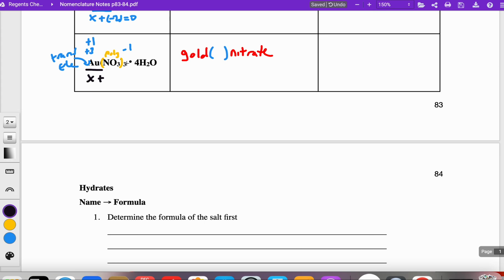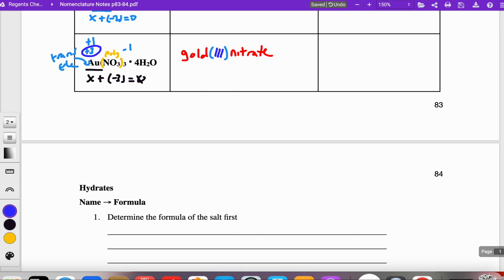Plus, there are 3 nitrates. Each one uses a -1. So it brings a total of -3 equals 0. Well, would you substitute X with a +1 or +3 to add it to a -3 to equal 0? The best choice here would be the +3. So this would be gold 3 nitrate. That's our salt's name.